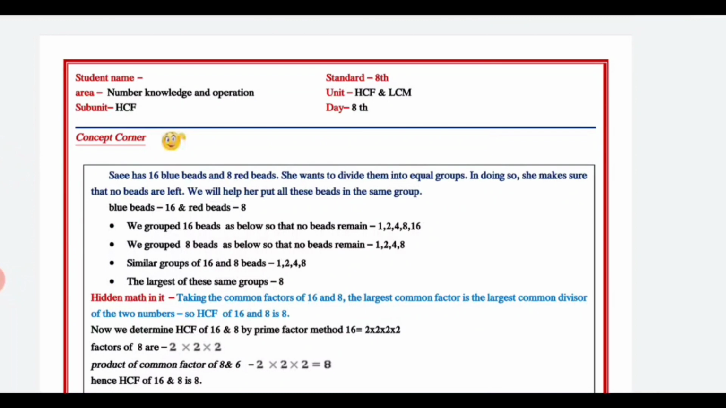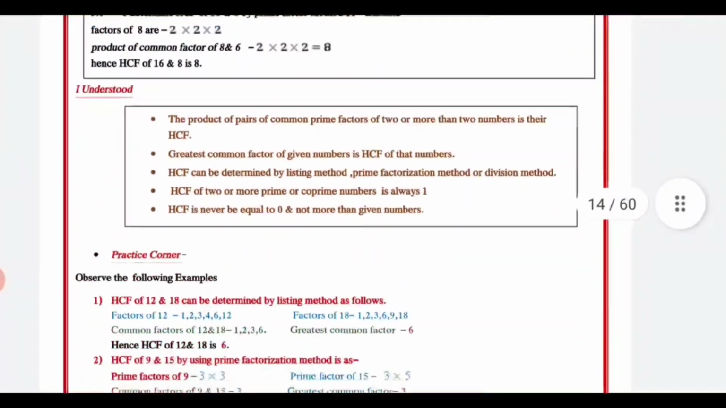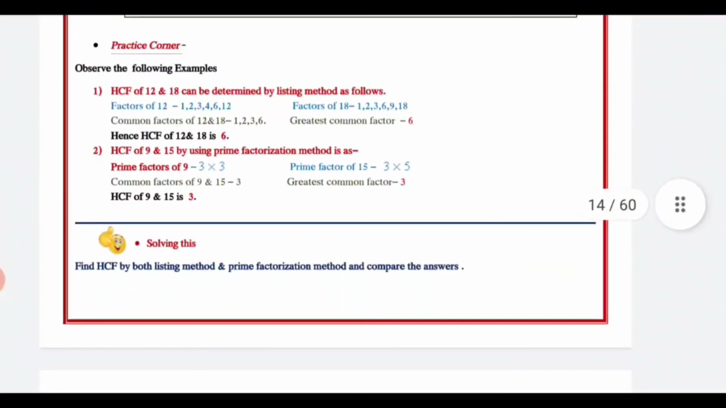So you all have to read this concept corner, make yourself understand about SCF, about the factors. We will see the solved examples given in the practice corner first, and then we will solve the questions. So first example is SCF of 12 and 8 can be determined by listing method. We all know we can solve the SCF sums by using three different methods. First method is listing method, second method is prime factorization method, and third method is division method.